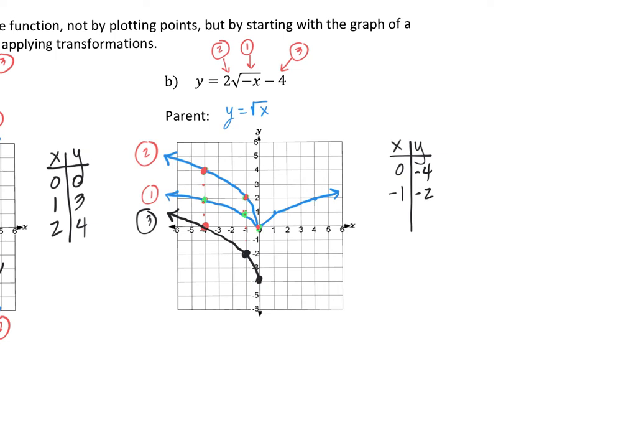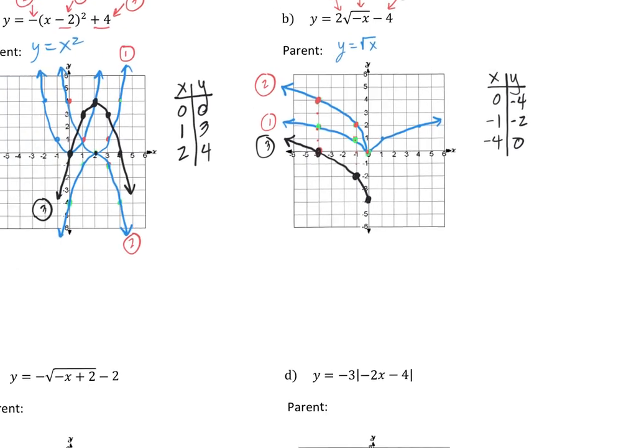Let's do our last check. We'll put in negative 4 for x and see if we get back 0 for y. So put in negative 4 for x, and negative negative 4 is a positive 4. Square root of 4 is 2. 2 times 2 is 4. 4 minus 4 is 0. So it checks out. We're going to do 2 more.